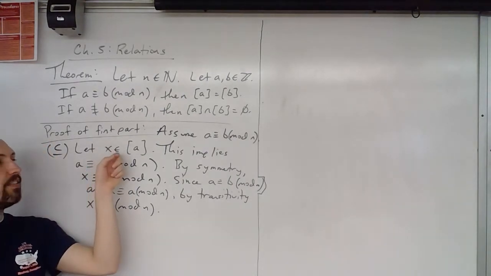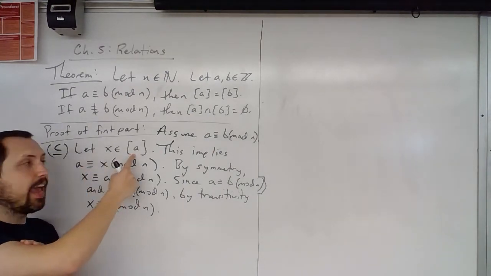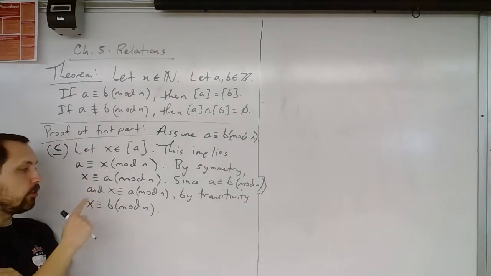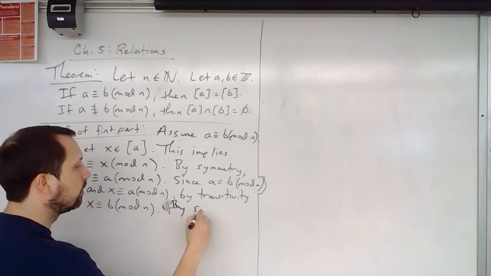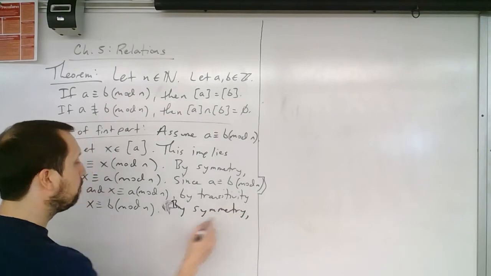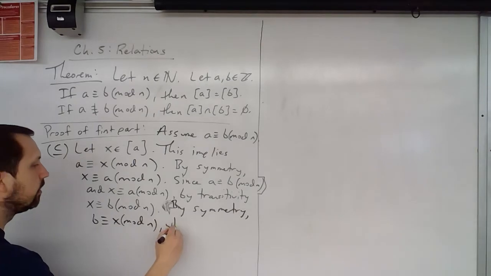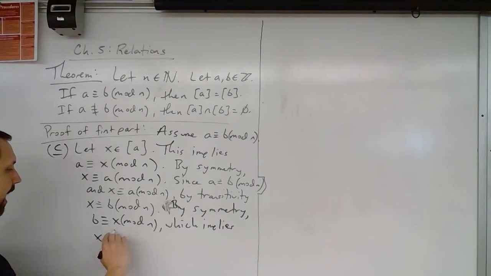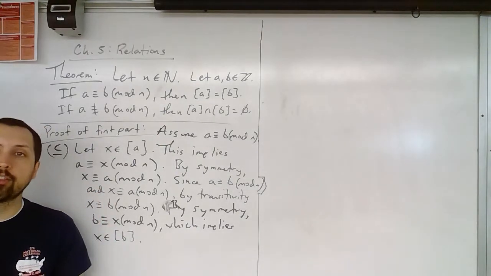But if we're trying to use this definition, we need to be able to switch these two sides, because we said if x is in the relation class of b, that means b is equivalent to x mod n. This doesn't quite show what we want. We want to switch these two. So then by symmetry, b is equivalent to x mod n, which implies that x is in the relation class of b. So this proves the one direction of the subset.